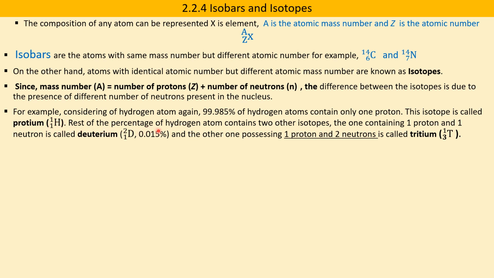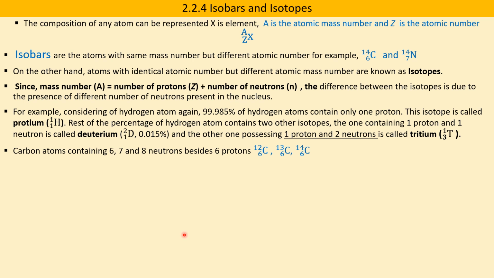The rest of the hydrogen atoms contain two other isotopes. One with one proton and one neutron is called deuterium, so it is written 2D1, and its presence is 0.015%. The other one, possessing one proton and two neutrons, is called tritium, that is 1T3. Sorry, it is 3T1. The latter isotope is found in trace amounts on Earth.